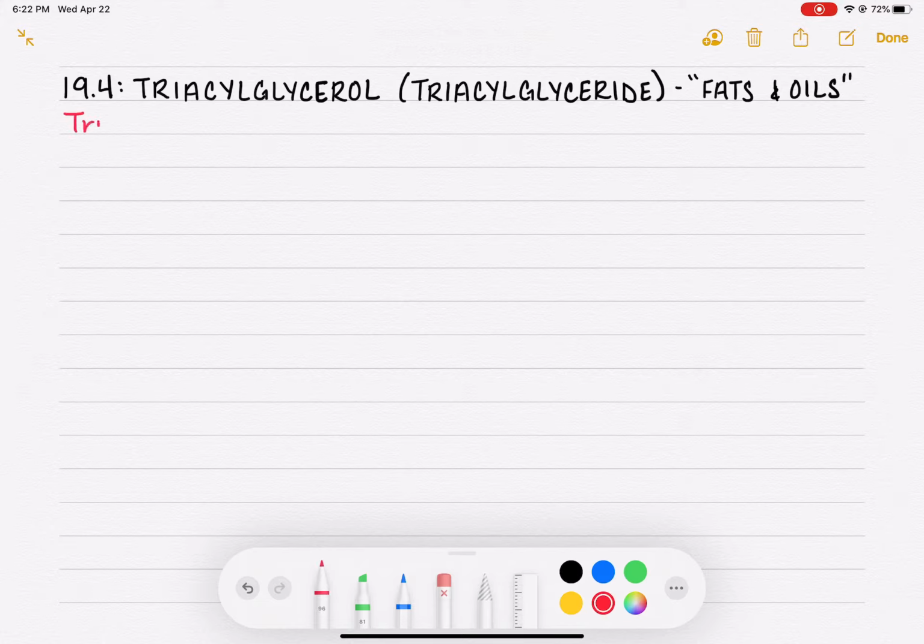Triacylglycerols are triesters. You know what an ester is. An ester is a type of functional group. A triester is a molecule that has three ester groups. And just in case you forgot what the ester functional group looks like, don't worry. I'm going to show you again, so you'll get refamiliarized with it.